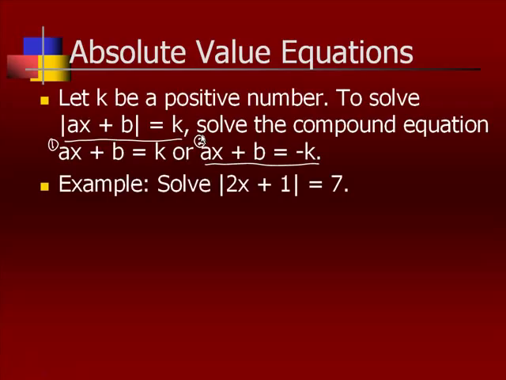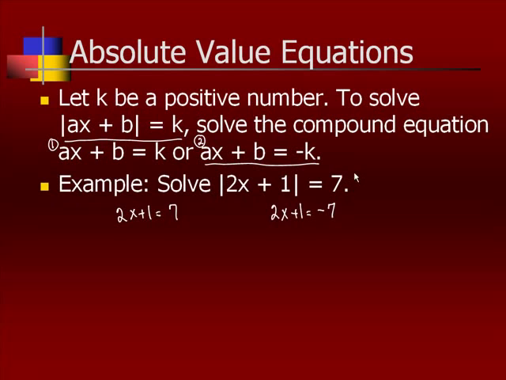For example, to solve the absolute value of 2x plus 1 equals 7. Now remember, absolute value means the distance from 0 on a number line. So the first case represents 2x plus 1 being 7 places from 0 on the right. The second case shows 2x plus 1 is the distance from 0 on the negative side, which is 2x plus 1 equals negative 7.